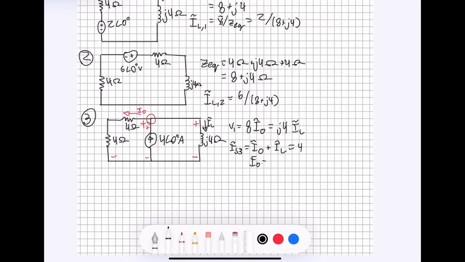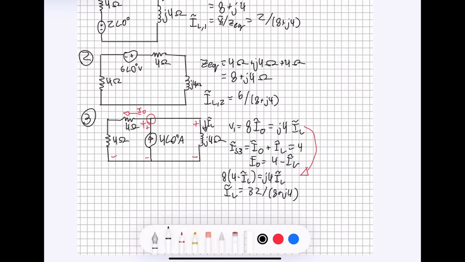Let's do this. Say I naught is equal to 4 minus IL. Plugging this back in using our equation from above, we will get this equation. And solving for the current here should be pretty easy. The final answer that you should get if you do this should be 32 divided by 8 plus J4.